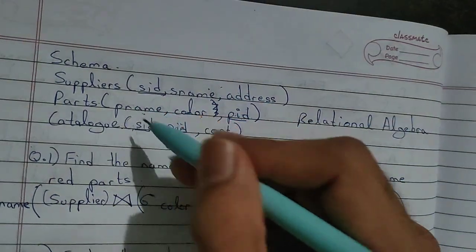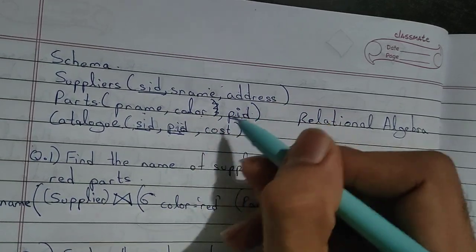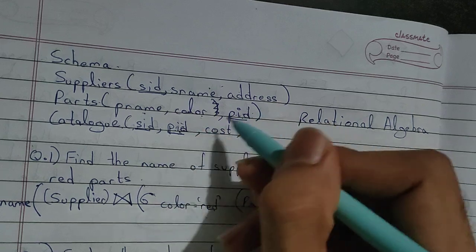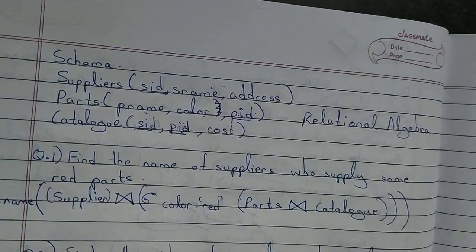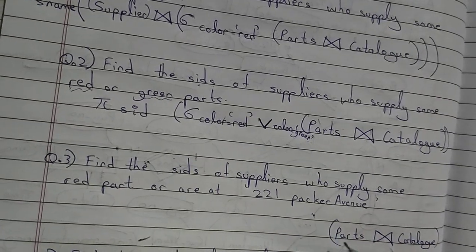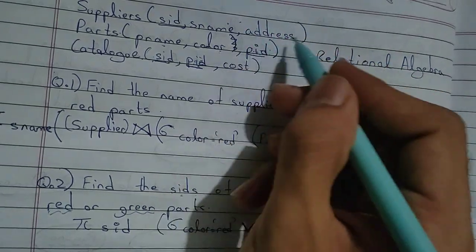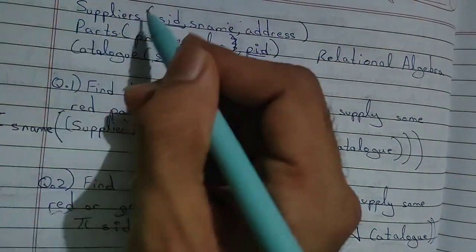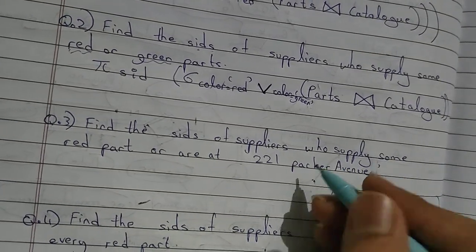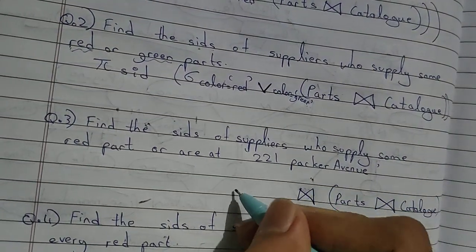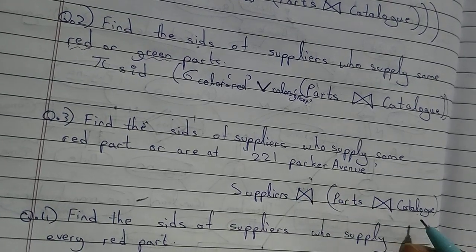If we link parts and catalog together using natural join, it will link on the basis of the attribute that is common. Since both have the attribute PID common to them, it will link these two together based on their PID. Now we also need the address. In order to get the address, we need to join the supplier table with our parts and catalog table, and we can do that using another natural join. So we have a suppliers table that will get linked with this.